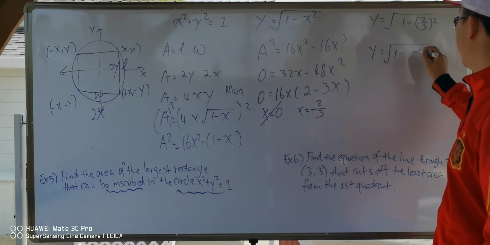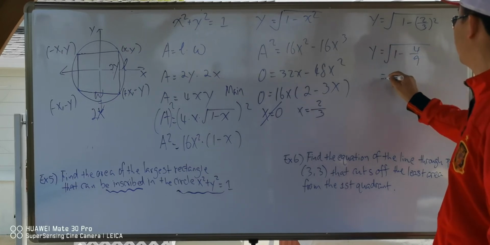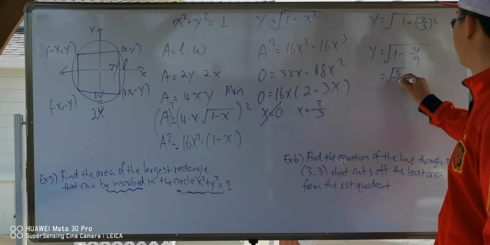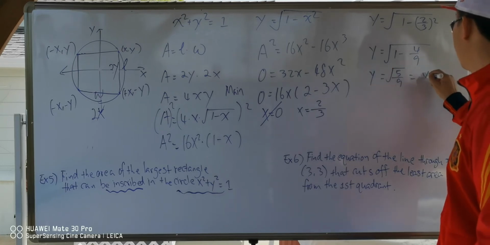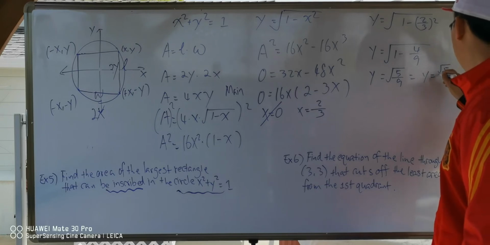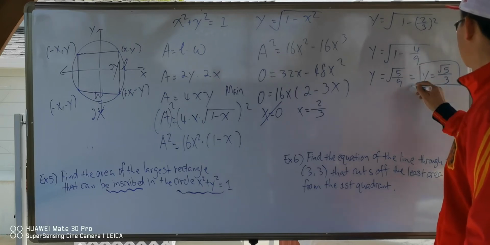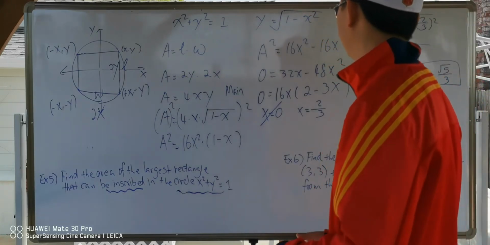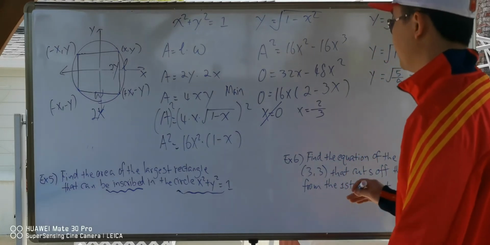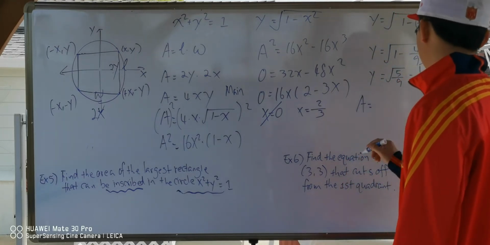So square root of 1 minus 4 over 9. So we got root 5 over 9. So that means y equals root 5 over 3. Okay. So we solve for x and y. And now you want to find out the area of this rectangle.